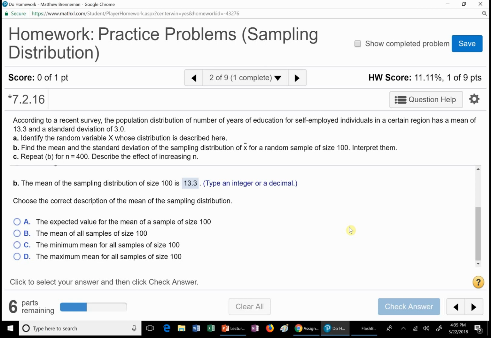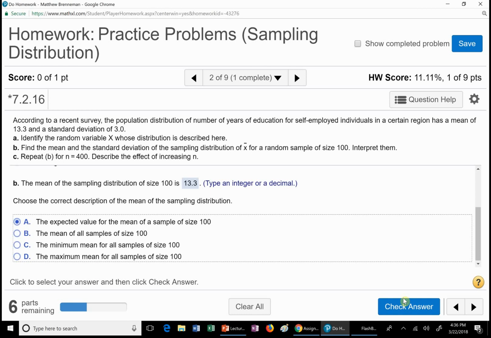It says all samples. So you have to be really careful. The interpretation of this is saying that every sample, all samples of size 100, have this mean. And we know that's totally false. It's a distribution. So it has to be A. Expected value is the same thing as the mean, but even if you didn't know that, by a process of elimination we could figure that out. Does everyone understand why it's A and not B?